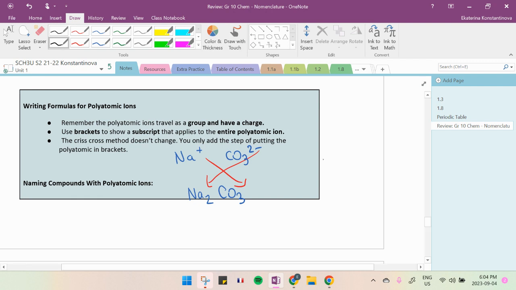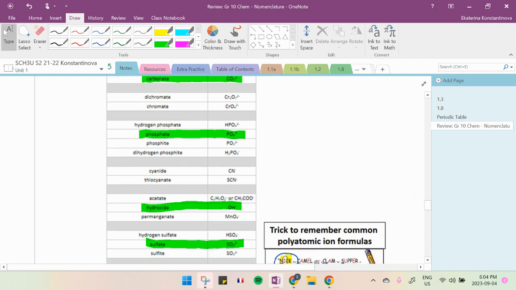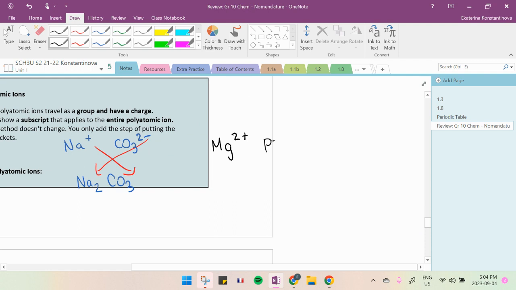Pretty straightforward. Let's try something a little bit more challenging. Let's say now I want to have magnesium, with a charge of 2+, and let's take phosphate. If we look at our table, phosphate is PO4 3-. So if I have phosphate, PO4 3-, and I crisscross my charges, I end up getting Mg3 PO4 2. Well, this kind of looks a little bit messy.